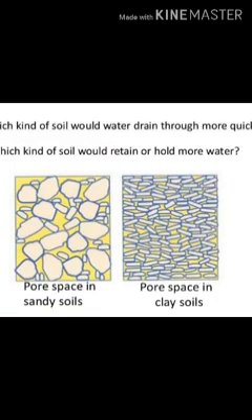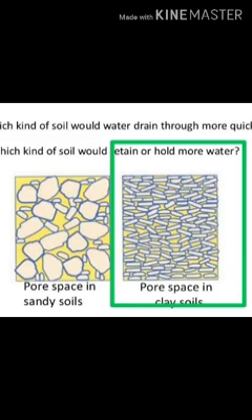The clay particles are very small in size, and because they are very small, they are closely packed. There is very little space in between, and because there is less space, there is less air. But because there is less space, there is no place for water to pass through. So clay soil has less air, but it is heavy because it can hold more water. It doesn't allow water to pass through it.